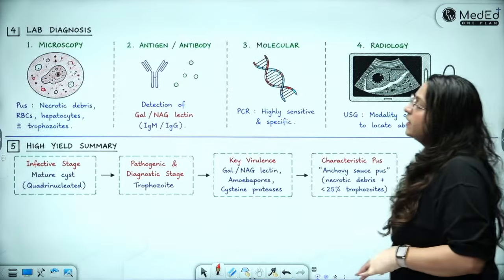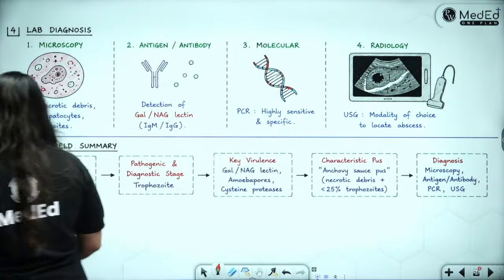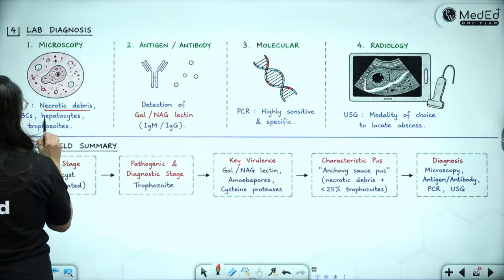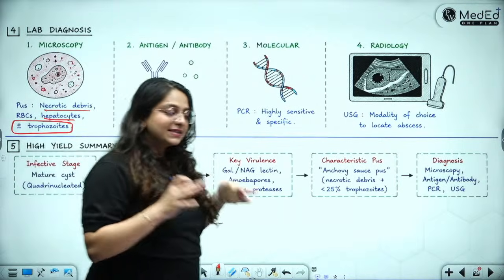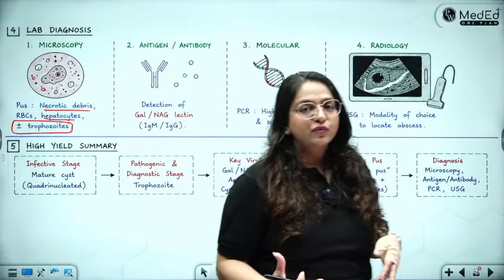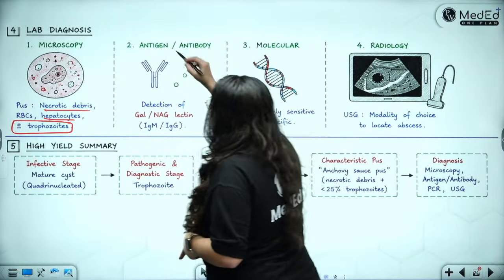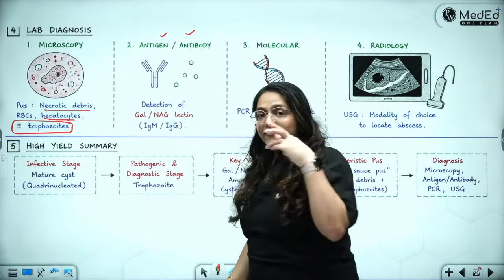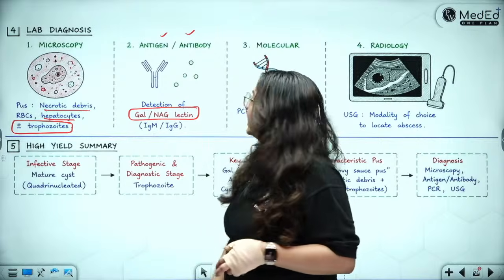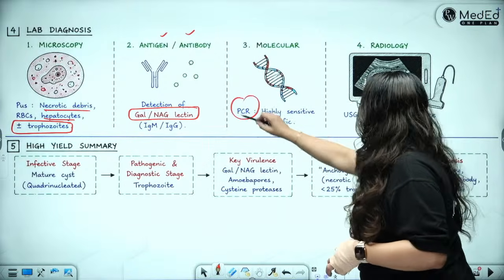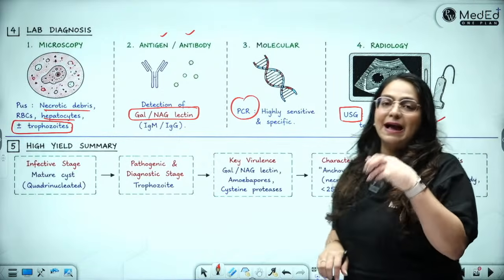Okay, done and done. Then when you do the microscopy of this anchovy sauce pus, you will see necrotic debris, hepatocytes, and plus and minus trophozoites, meaning less than 25% of the times you're going to see trophozoites, otherwise you're not going to see. So it's plus and minus. You can do the antigen or the antibody detection, of course, against the Gal/GalNAc lectin. And of course, PCR can be done, and ultrasound is the modality of choice to locate where the abscess is present.